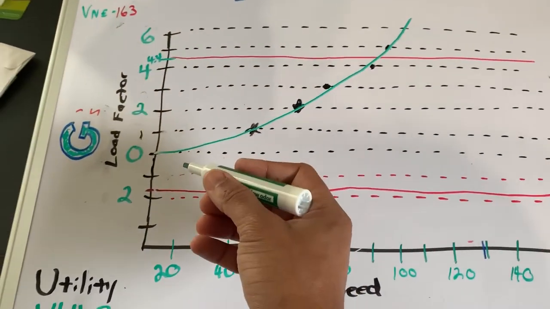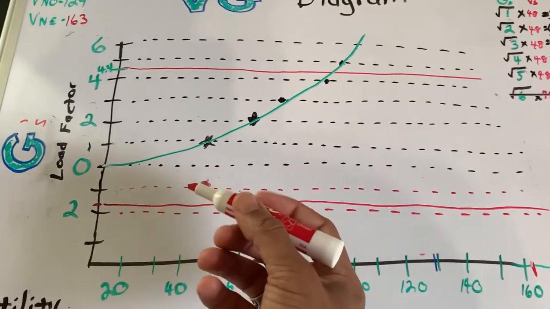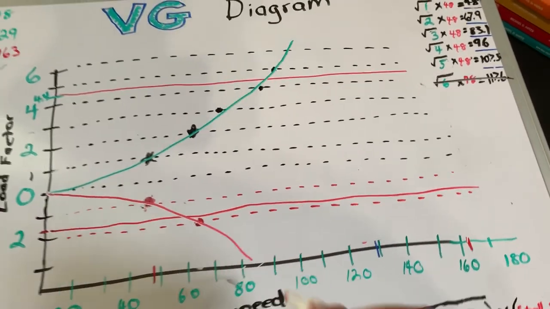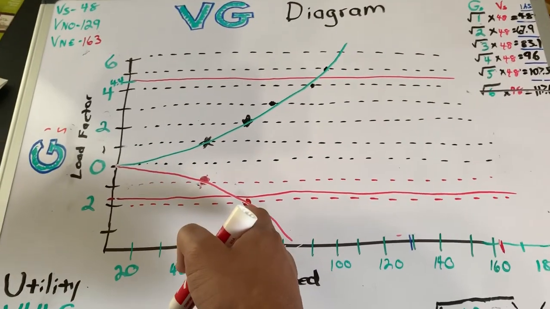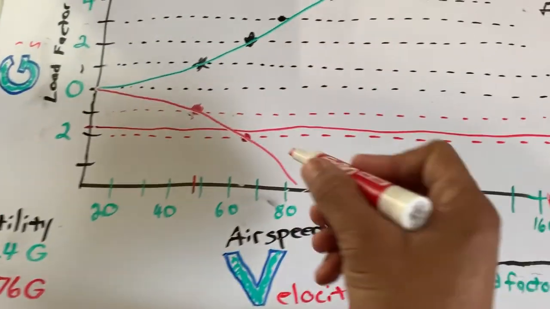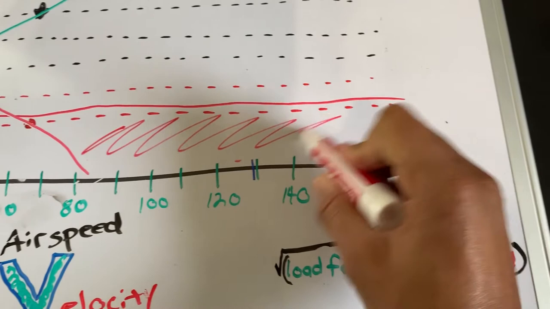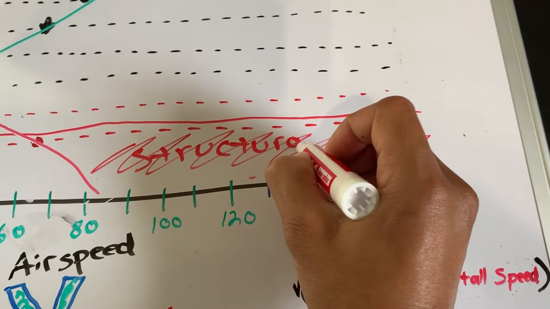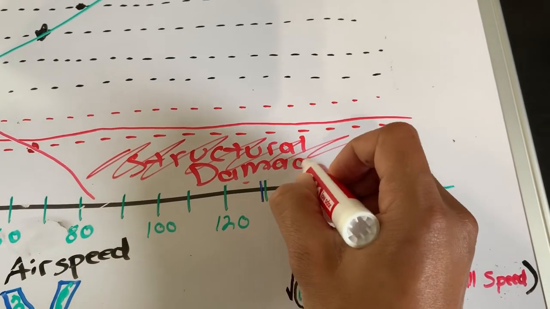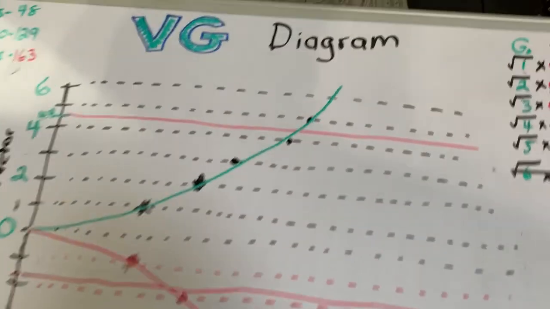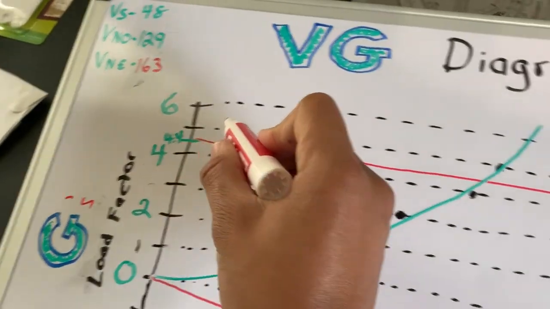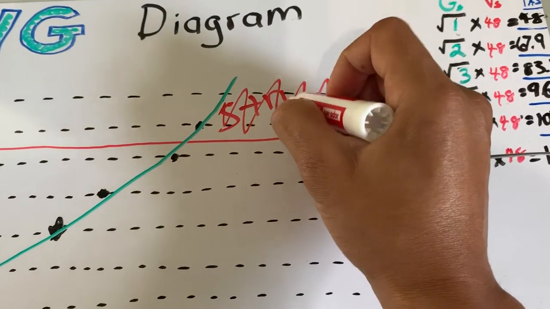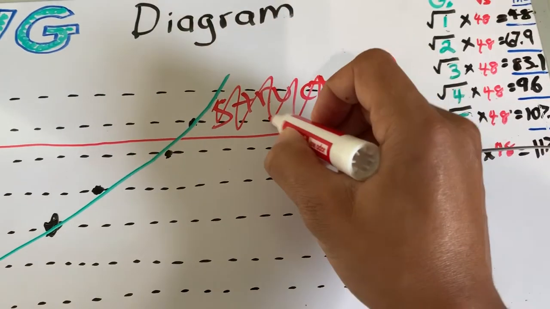So same thing with the, let me get my red marker. So here's the negative Gs, going negative, connecting the dots. And there it is. There's no point of going past 1.76 because that's our limitation of our aircraft. So anything within here, this is structural damage right here. Structural damage, same thing up here. This is the 4.4 up here. All of this is gonna be structural damage.